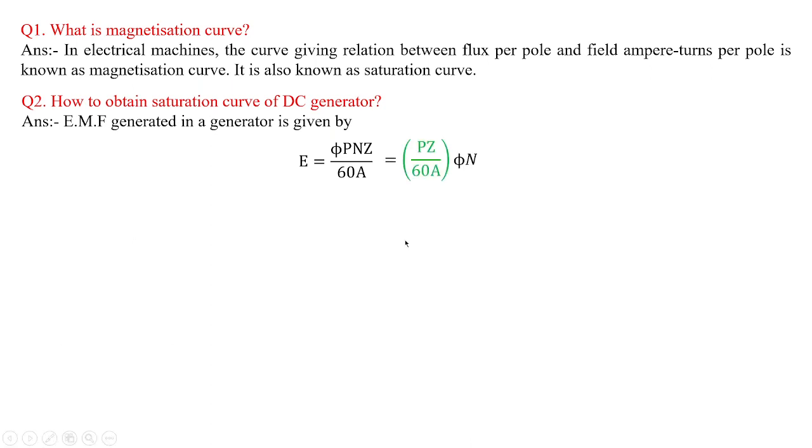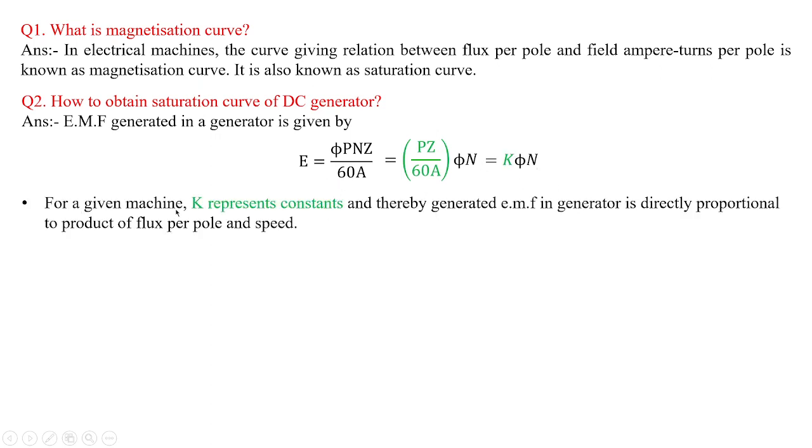In that case, for a given machine, the poles will be fixed. It could be a 2-pole machine, 4-pole machine, 6-pole machine, like that. The poles will be given and the parallel paths will be allotted. How many conductors are there? That conductors value can be given by the value of Z. 60 is already a constant. So this whole constant, I'm separating it from flux and speed such that E will be equivalent to K phi N. For a given machine, K represents constants and thereby generated EMF in generator is directly proportional to product of flux per pole and speed.